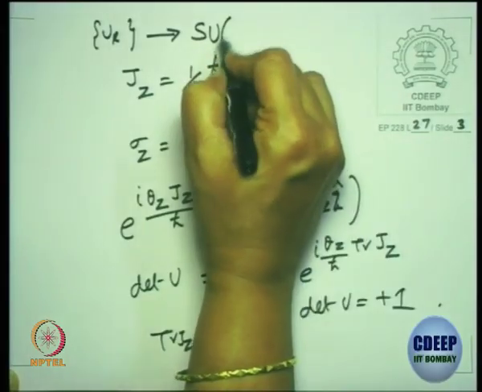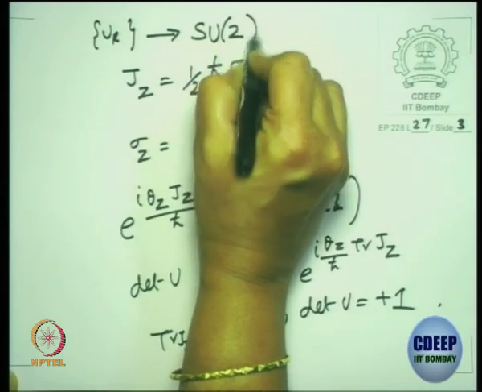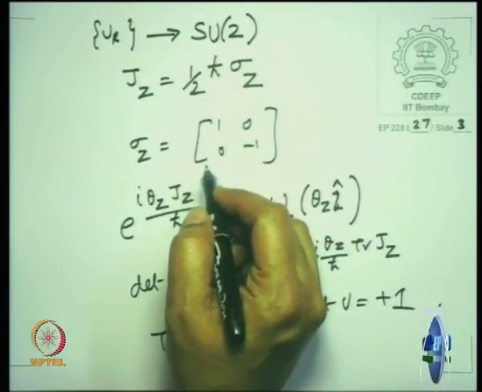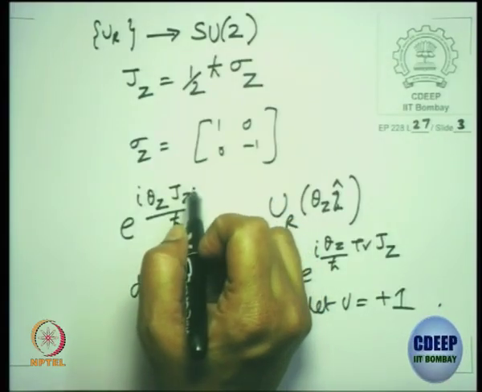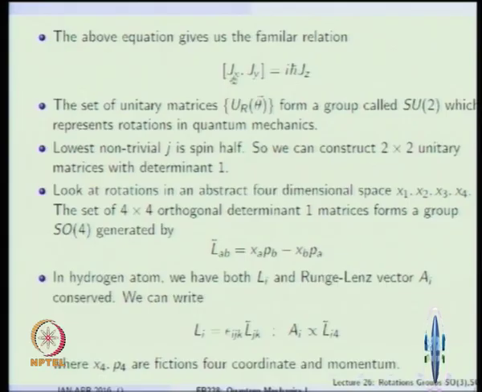The first non-trivial dimension of the vector space in which it plays a role is 2 dimension. So we write the notation as SU2. This 2 is for the first non-trivial angular momentum which we studied. So the lowest non-trivial J is spin half. We can construct 2 cross 2 unitary matrices with determinant 1, and this is what we call an SU2. Okay, I have not really written it here, but I have said it here. The set of unitary matrices form a group SU2 which represents rotations in quantum mechanics.